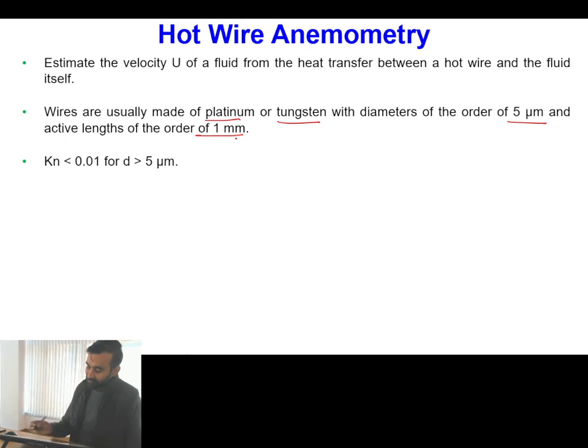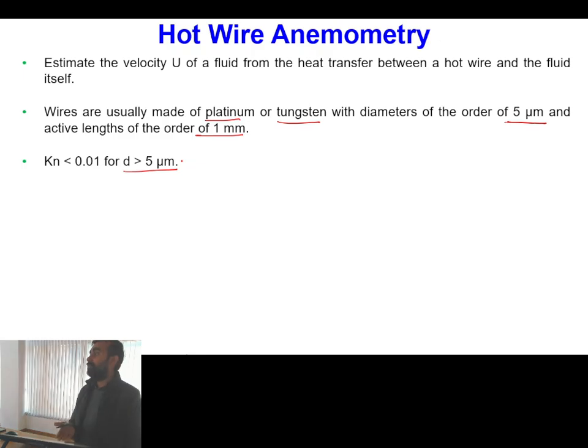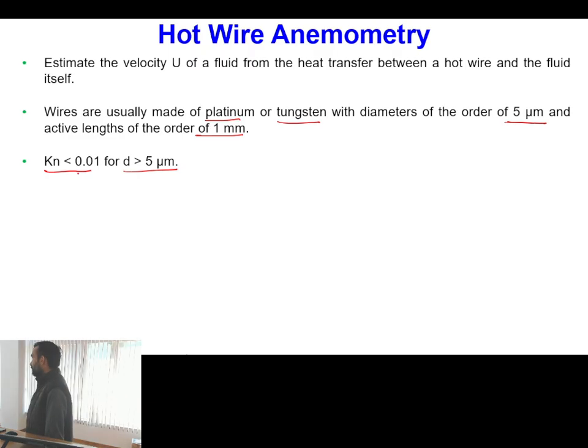Another important point is we can go up to 5 micrometer, but we cannot keep the wire diameter less than 5 micrometer. Ultimately, because whenever we will be using this method, we will be using Newton's law of cooling for estimating the heat transfer as a function of velocity field. Okay, so when we are using Newton's law of cooling, we have to ensure that our Knudsen number should be less than 0.01, because if we go above that, then our assumption of continuum will not be valid, and ultimately the fluid medium cannot be treated as continuous.